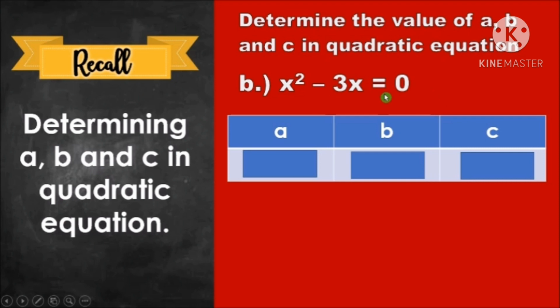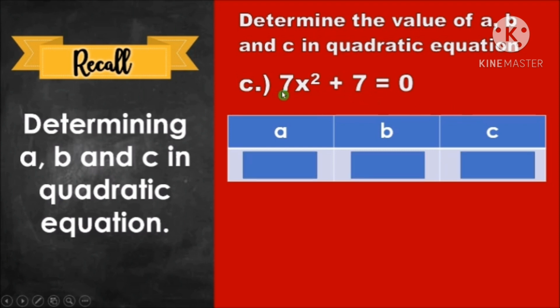For letter B, we have x squared minus 3x equals 0. Our A is 1, nakatabi ng x squared. Ang ating B ay negative 3, nakatabi ng x. At yung ating C ay 0 dahil wala naman tayong number alone.